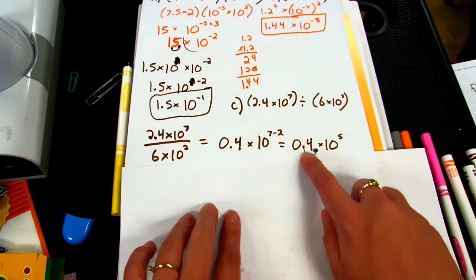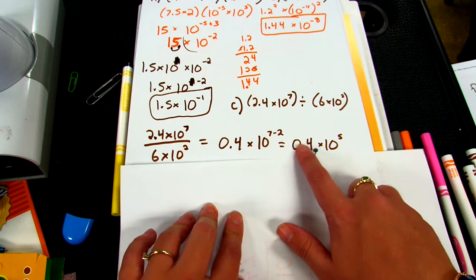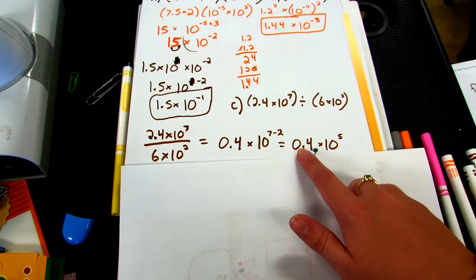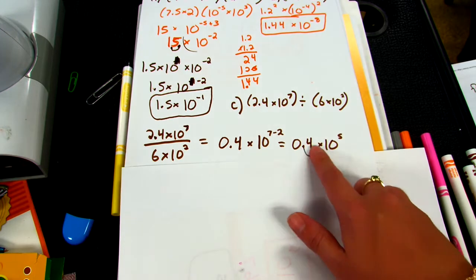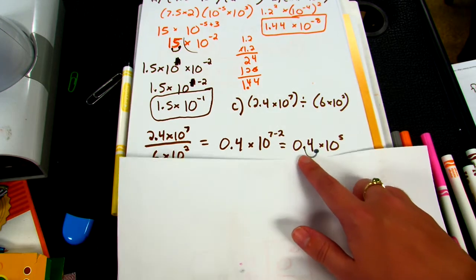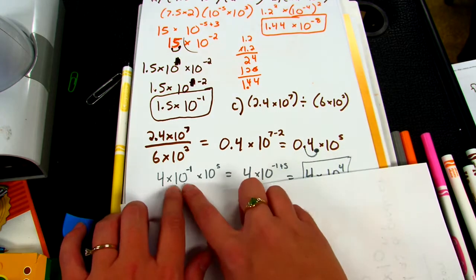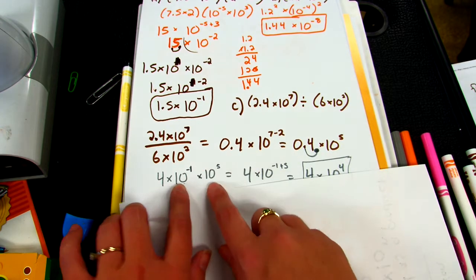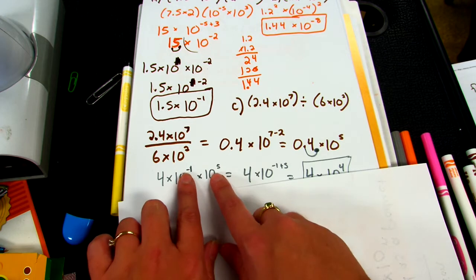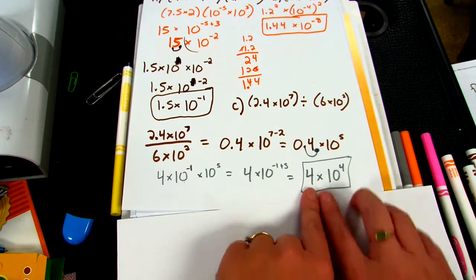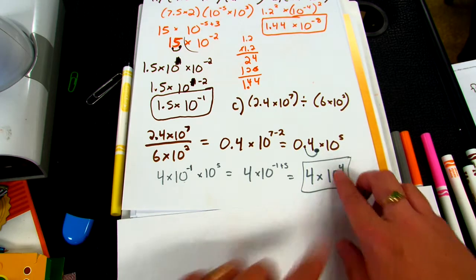However, that's not in scientific notation, so we have to move that exponent. So 0.4 is going to become 4. So we had to move our decimal, and since we had to move it to the right, that's 4 times 10 to the negative 1. So now we have negative 1 and we have 5. And negative 1 plus 5 is 4. So our final answer is 4 times 10 to the 4th power.